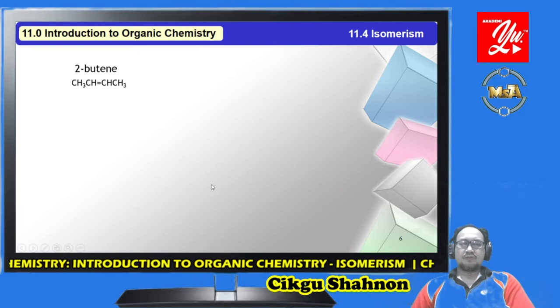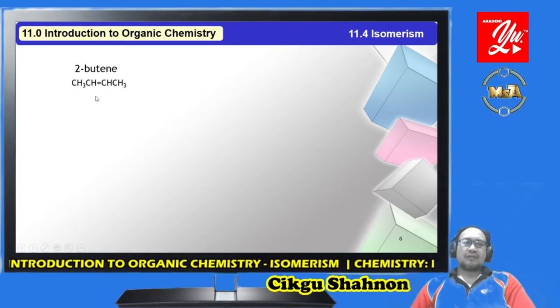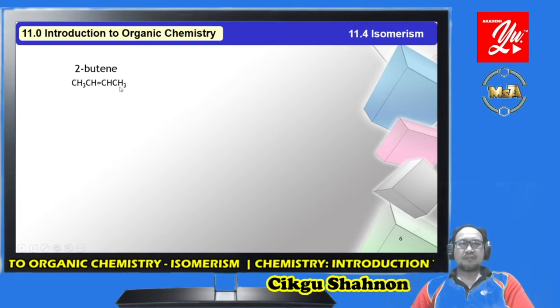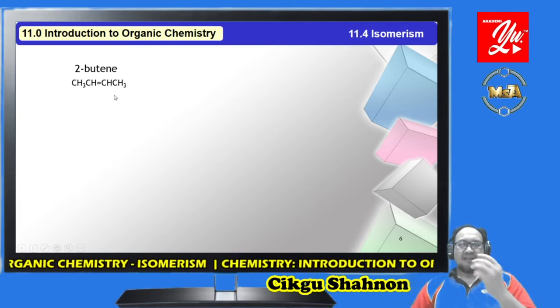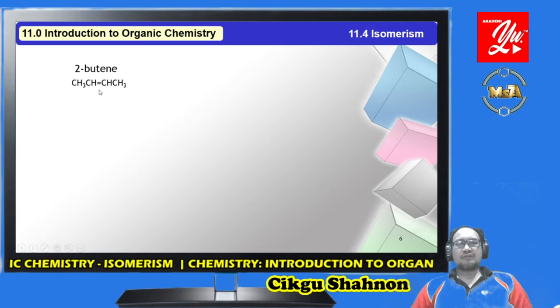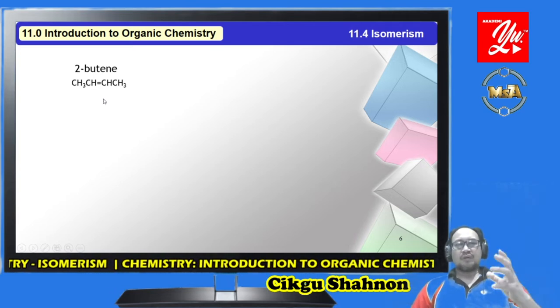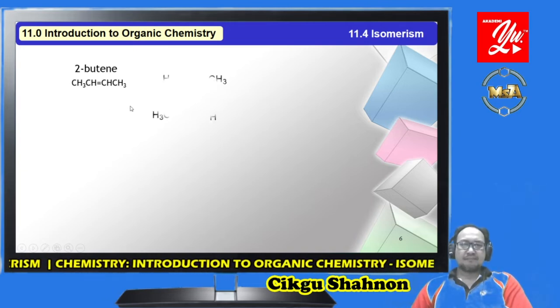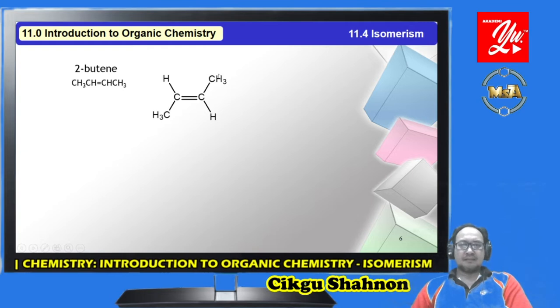Now we go to the example. For example, 2-butene. Okay, if we write this molecular structure of 2-butene like this, CH3, CH, double bond CH, and CH3. This one we cannot see the cis-trans isomers. To make it show cis-trans isomers, we have to draw in three-dimensional. All right, this is a three-dimensional structure of 2-butene. Okay, see this one.